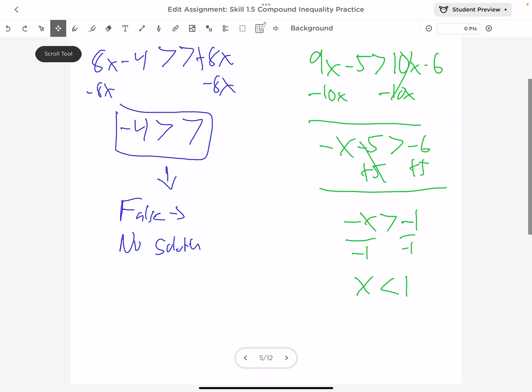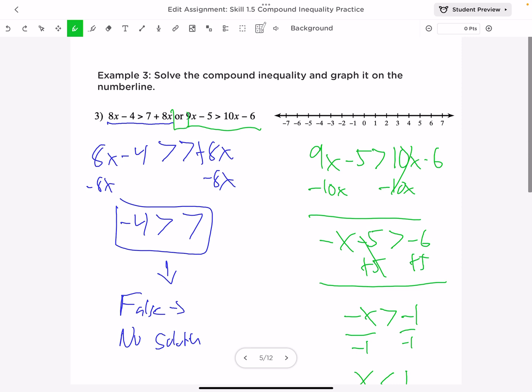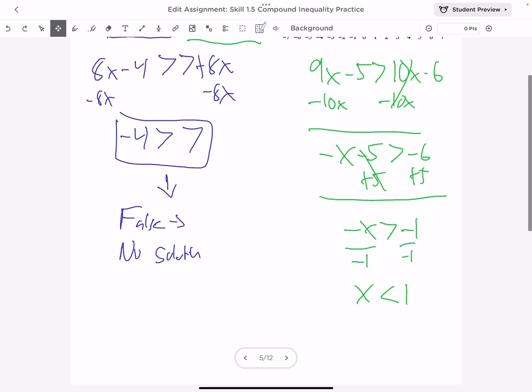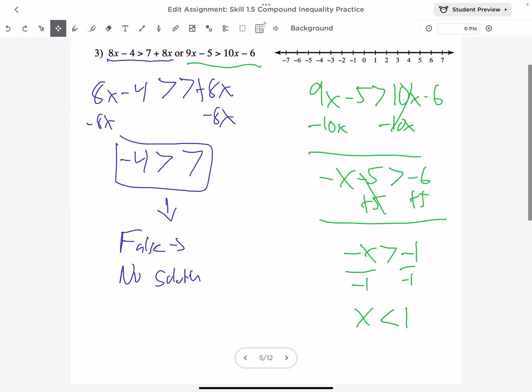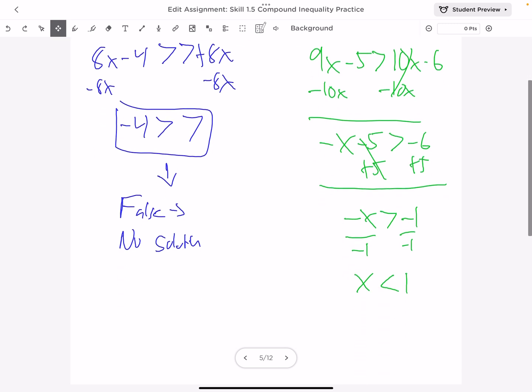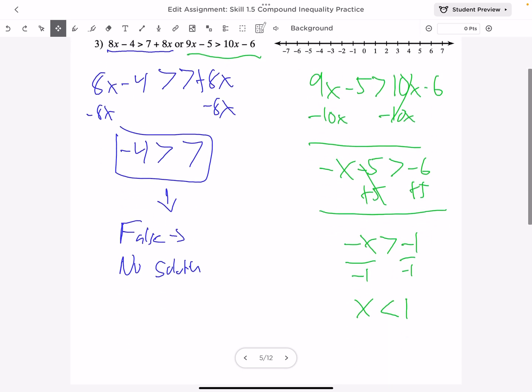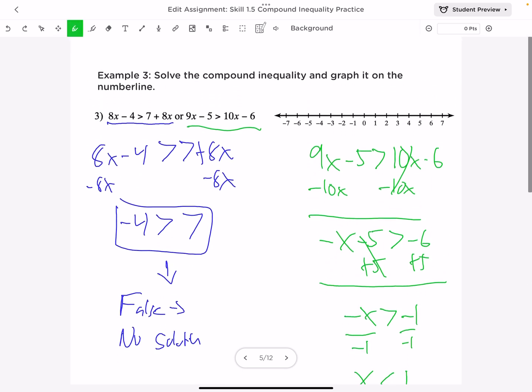Now, the key here is this is an OR statement. All right? So if I were to graph the problem here in blue on the left, it would be no solution. I wouldn't put anything on my graph. But I have graph here on the right, x is less than 1. So in green, x is less than 1. I have open circle here and is less than 1. And this is my solution. I would actually draw this in.